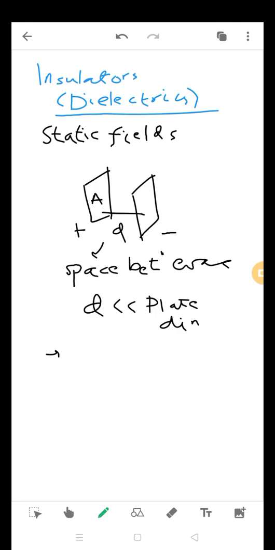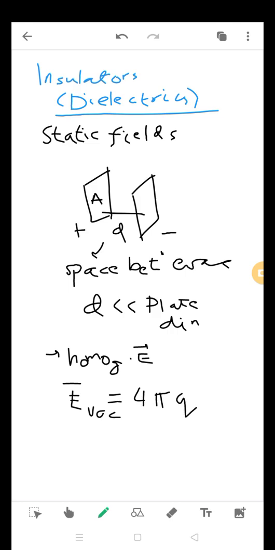So it will cause a homogeneous electric field between the plates, and the field strength is given as E vac, because it is a vacuum. It is equal to 4 pi Q, where Q is the charge on the plates, and it is equal to what we call D, the electric displacement or flux density.